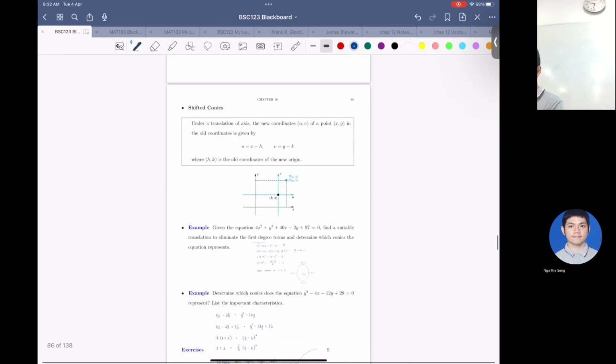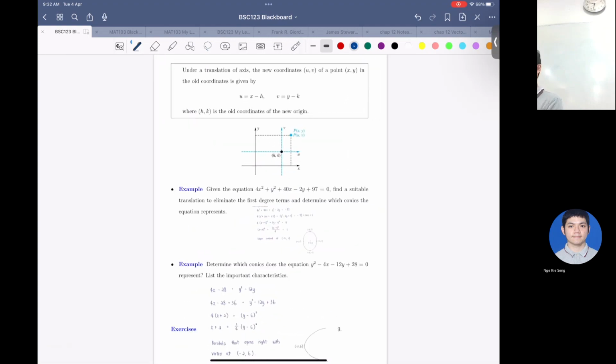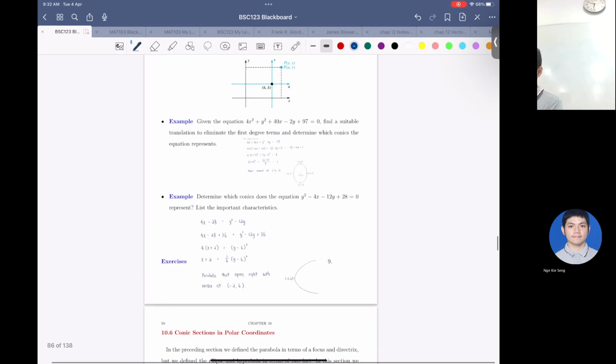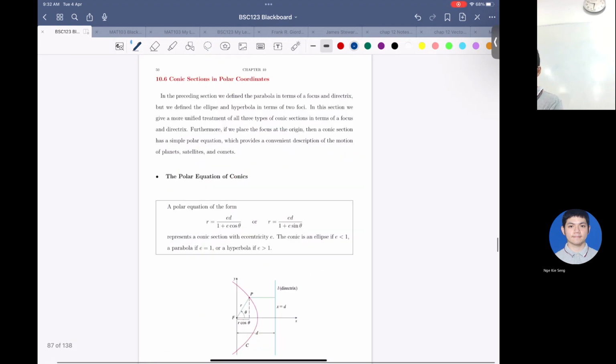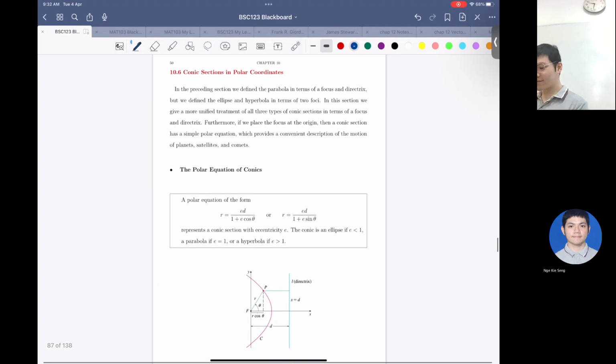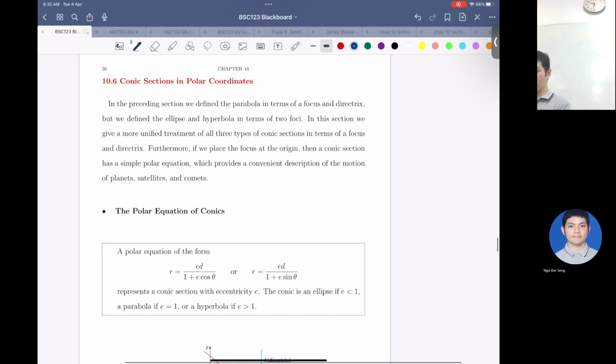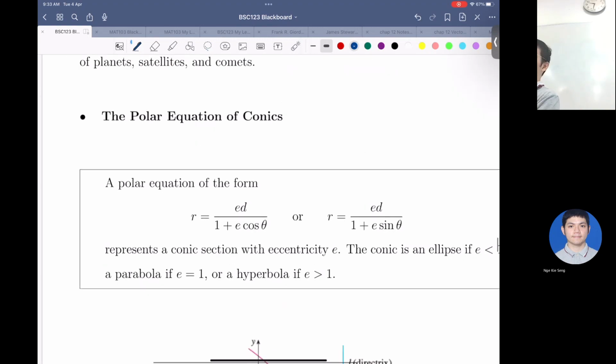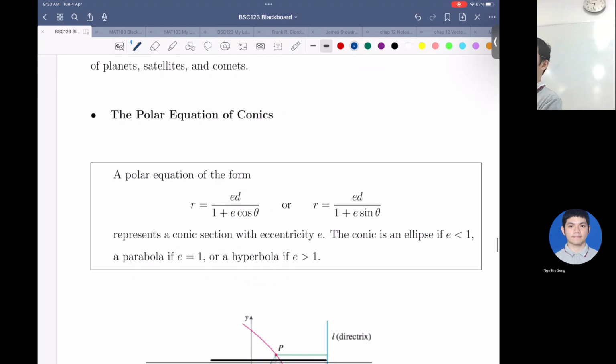This shifted conics is what we discussed just now, so you just try it. This part is a bit more interesting: conic sections in polar coordinates. You can see that we have four types of conic section, right? But if we describe them in polar coordinates, we just need two formulas to talk about every conic section.